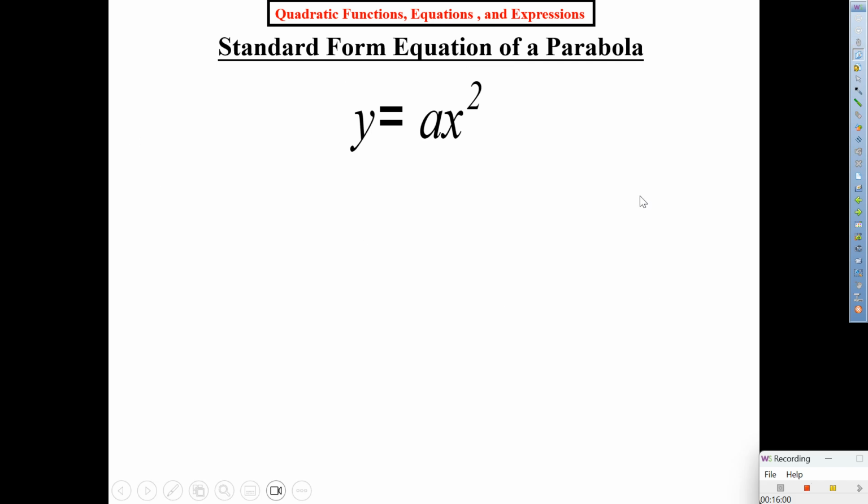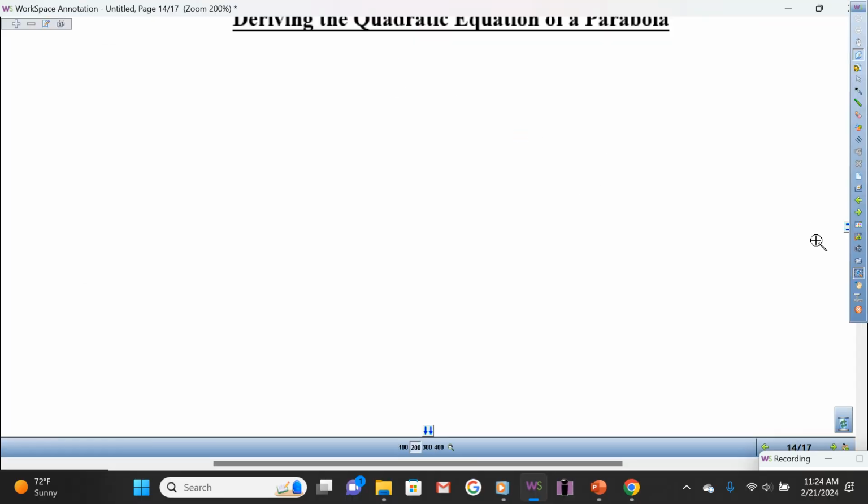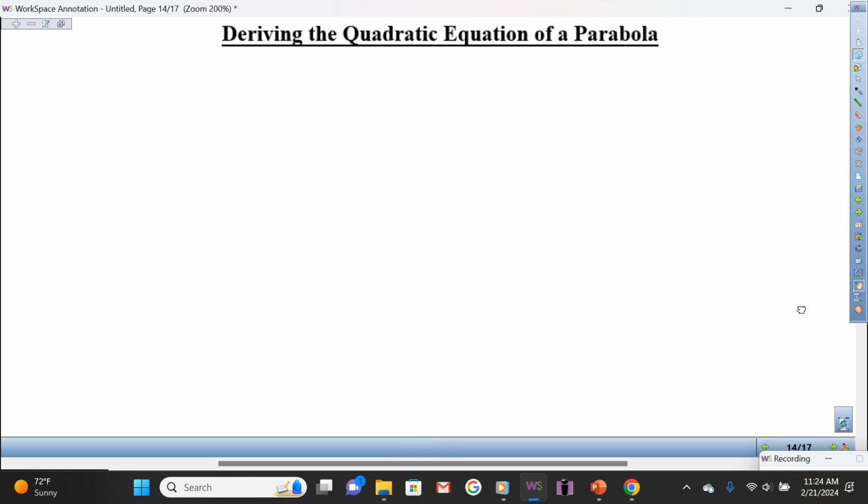So, turn your paper over. You're going to need an entire page. You're like, what? Oh, yeah. At the top, I want you to label it Deriving the Quadratic Equation of a Parabola. At the top of your paper, Deriving the Quadratic Equation of a Parabola.